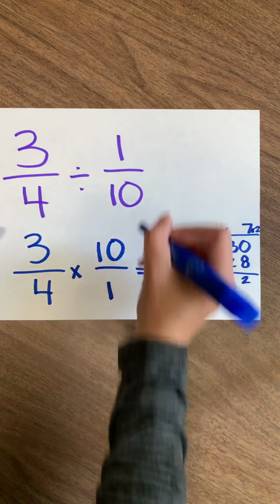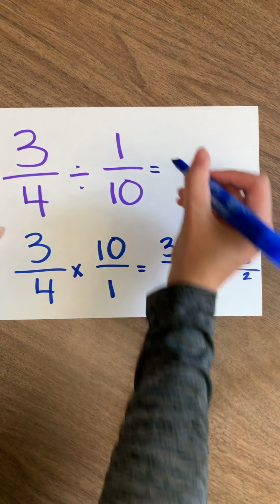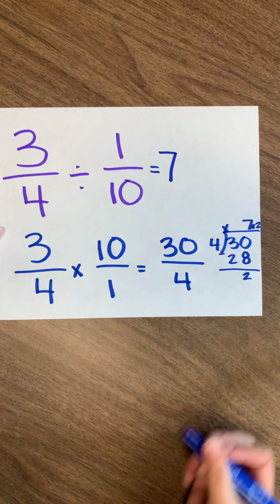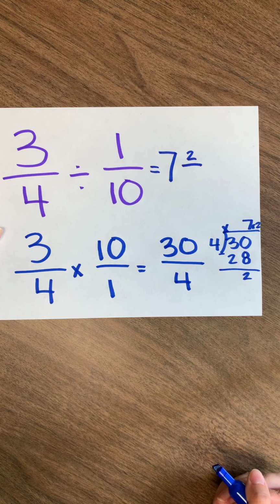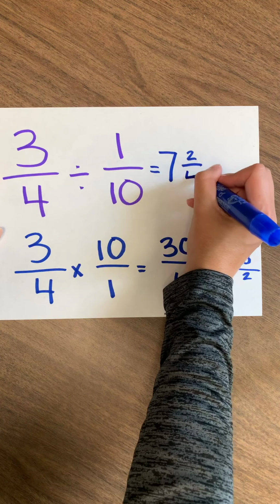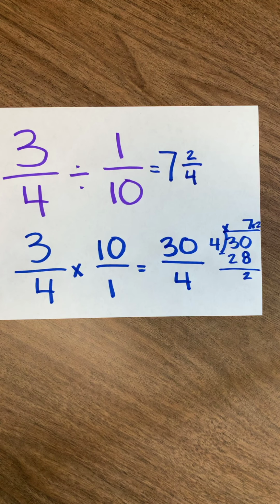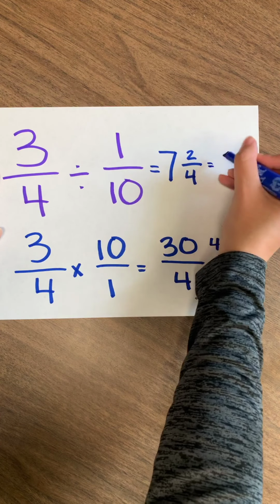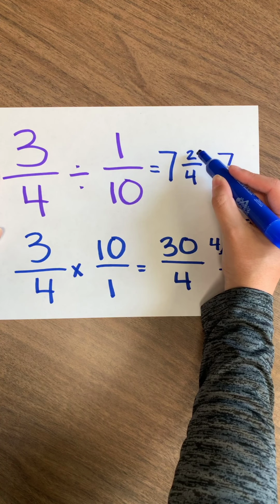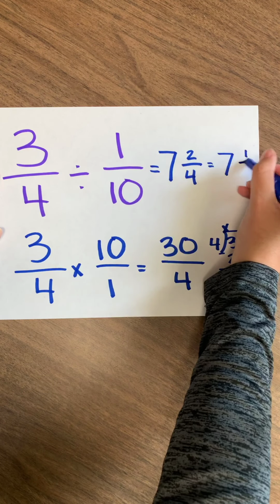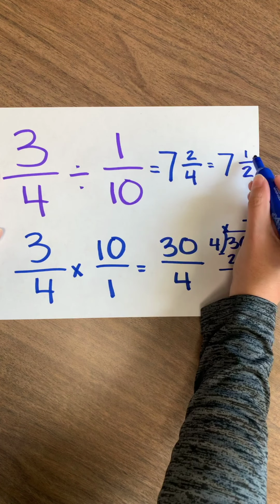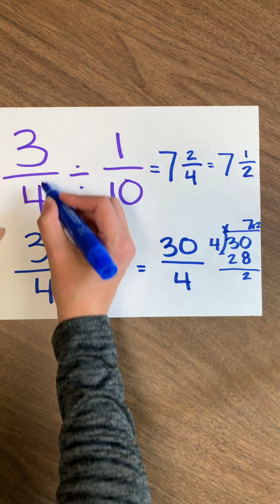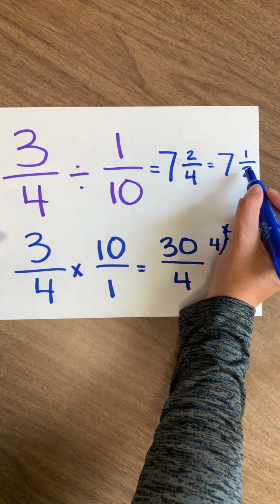So the L in GLAD stands for leave your answer as the whole number. The A stands for always put the remainder as the numerator. And D, denominator stays the same. The denominator was 4. So we end up with 7 2/4, although I noticed something. 2/4 can be simplified. So we will leave 7 alone, but I can divide 2 by 2 to get 1. And I can do 4 divided by 2 to get 2, because 2/4 is the same thing as 1/2. So 3/4 divided by 1/10 is 7 1/2.